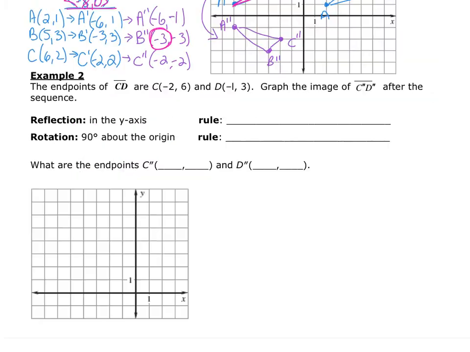For example 2, we're not going to go through all of it together, but what I want you to fill out right now is what is the rule for the reflection and what is the rule for the specific rotation that is mentioned.